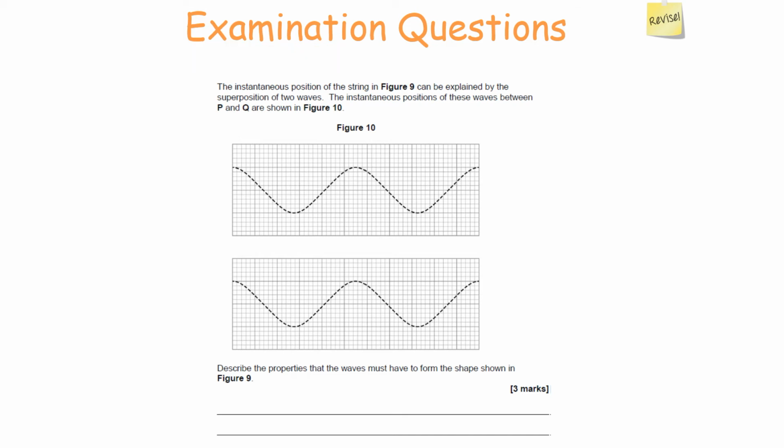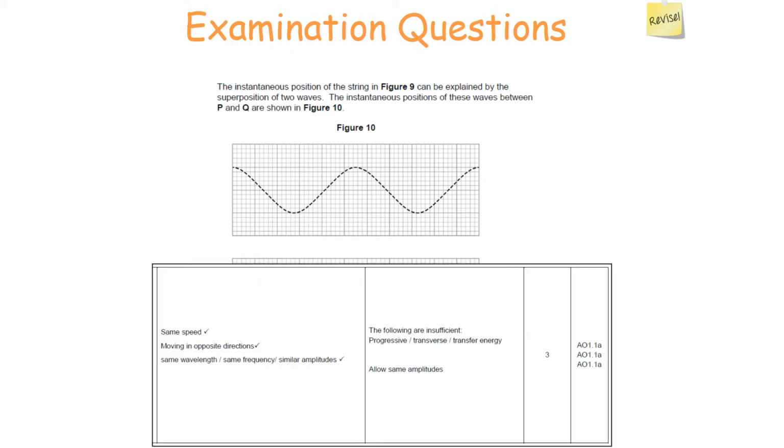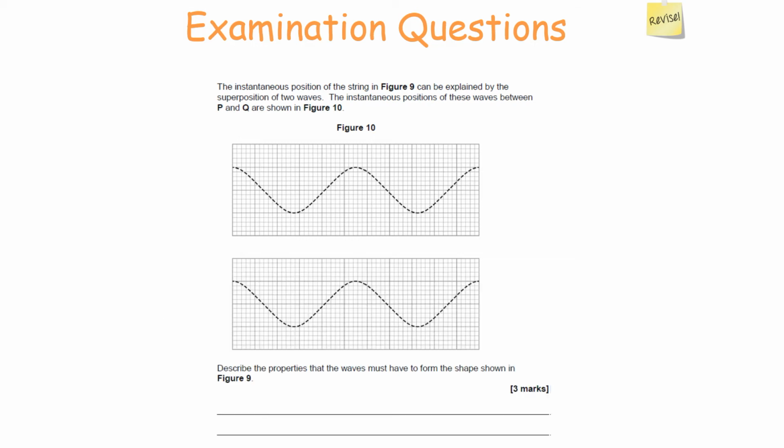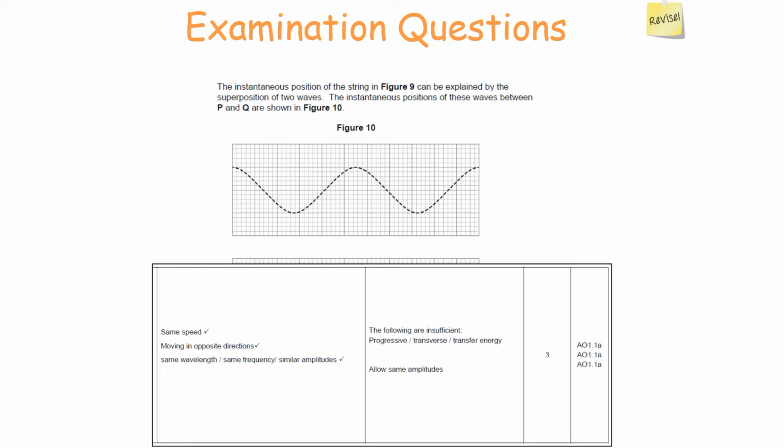Right, what's important to note here is that if you look at these two pictures, you'll notice that they have the same speed, however they move in opposite directions, but they have the same wavelength or the same frequency, and you'd say they have the same amplitude. You know this because you can see in figure 10 that they've got the same height, so they must have the same amplitude. So as I said before, same wavelength, same frequency, similar amplitudes.